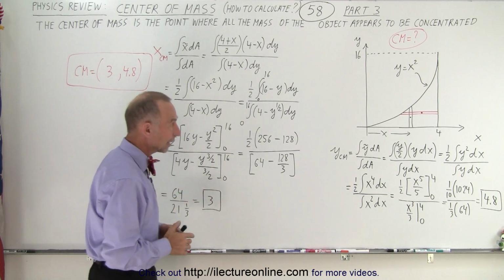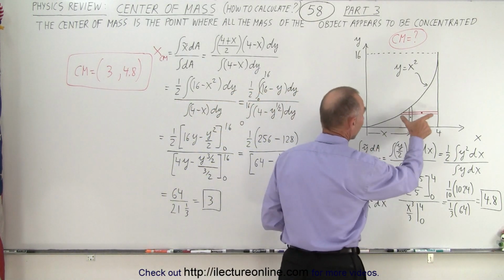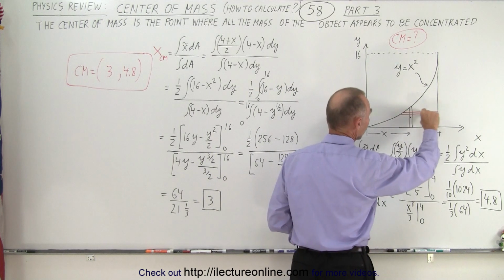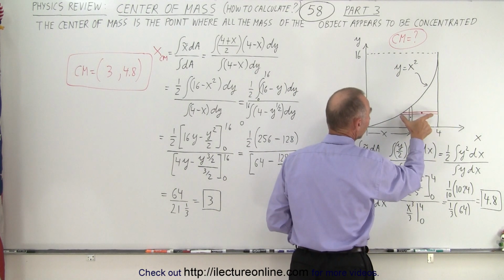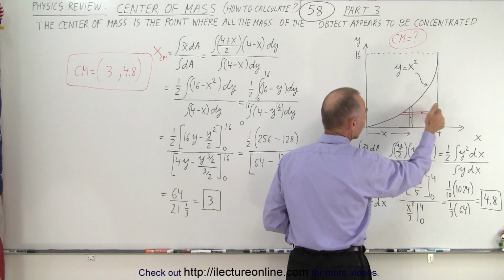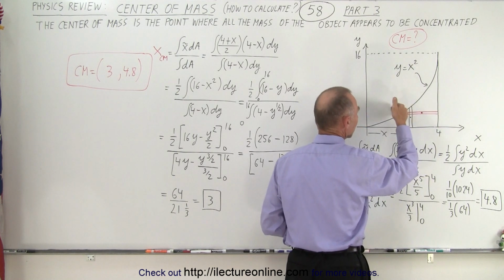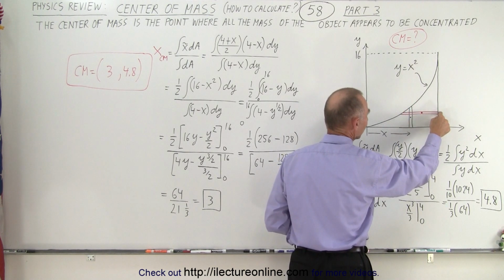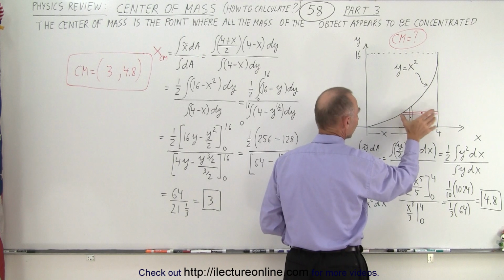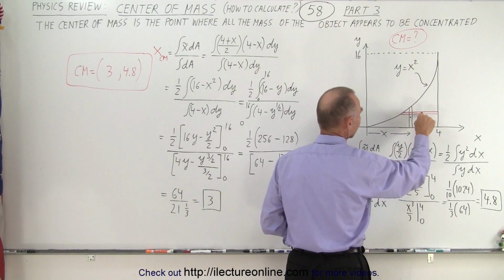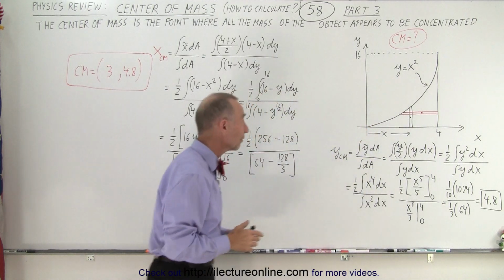But now we need to do it again, and find the center mass in the x direction, so we draw a small little strip. The height here is dy. The length here is the difference between here and here. So we take this distance and subtract this distance. That would be the length of that, and then the height would be a dy, and then the center mass is halfway in between. How do we find that?